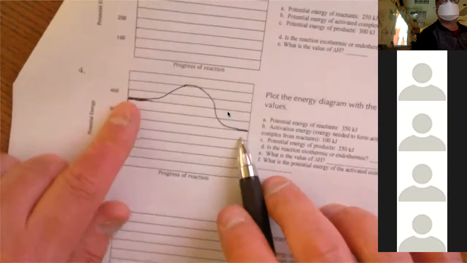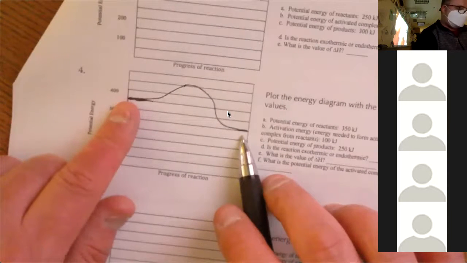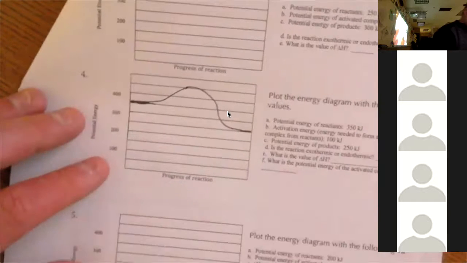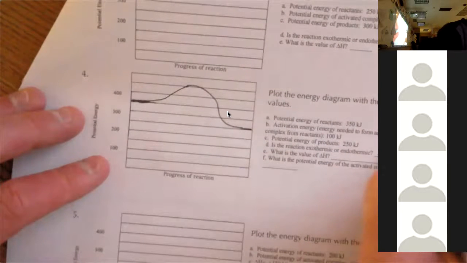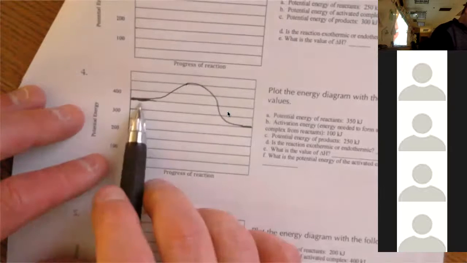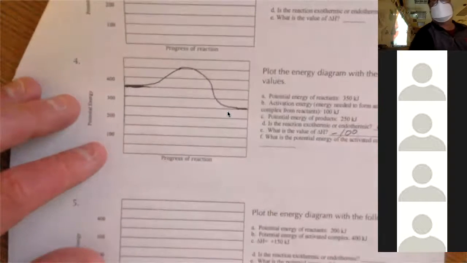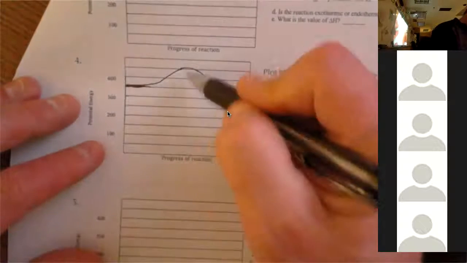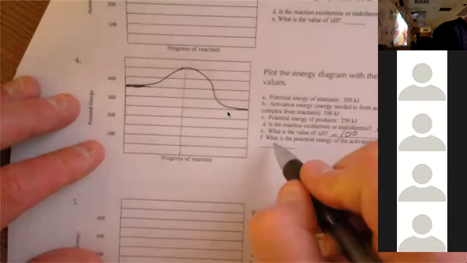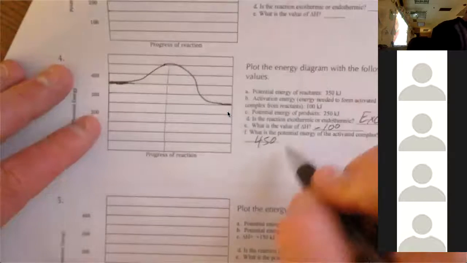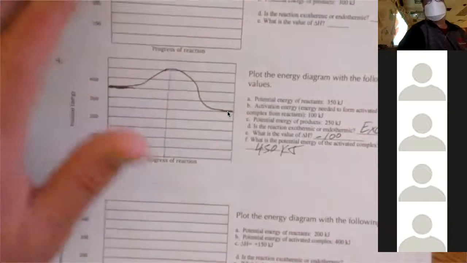Is it endothermic or exothermic? Do the products have more energy or less energy than the reactants? It's exothermic. They've lost energy. What is the value of delta H? It's negative 100 because it's lost. What is the potential energy of the activated complex? 450 kilojoules. That's how we do that.